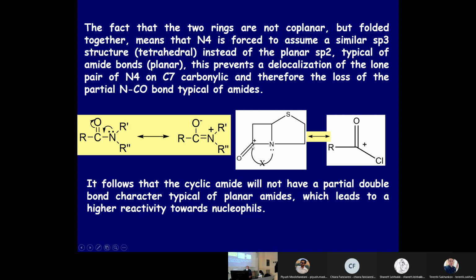This means that you have a carbon atom between an oxygen and a nitrogen. Oxygen and nitrogen atoms are more electronegative than carbon. This means that you have a strong partial positive charge on the carbon of the beta-lactam ring.